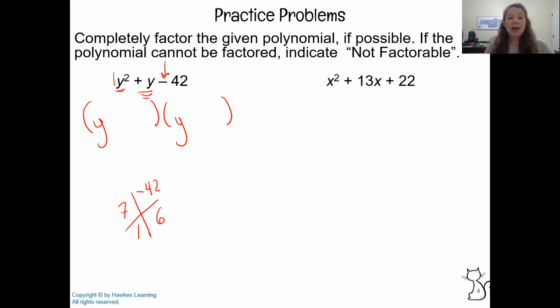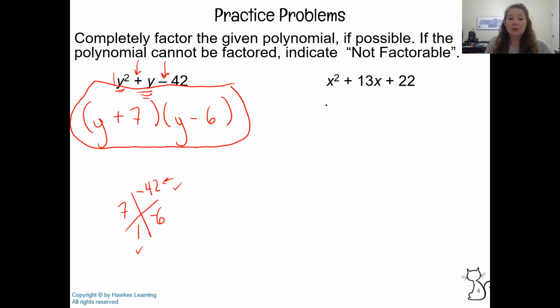Well, to get a negative product, one has to be positive and one has to be negative. To get a +1, that means the bigger number has to be positive. So 7 is going to stay positive and 6 is going to be negative. So double check it: 7 times -6 equals -42. Yep. Does 7 plus -6 equal +1? Yes. So we have a +7 and a -6. And guess what? That is our final answer. So we can do this in just one step.